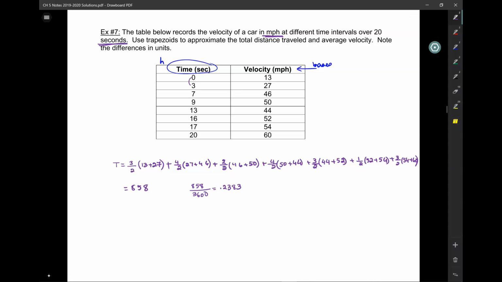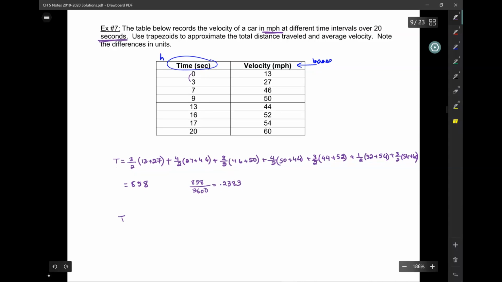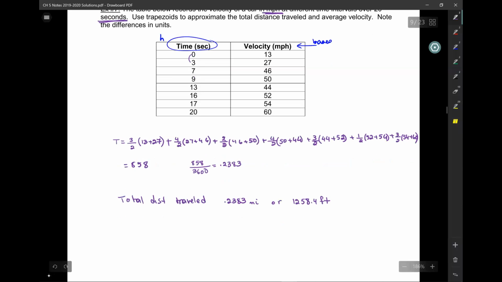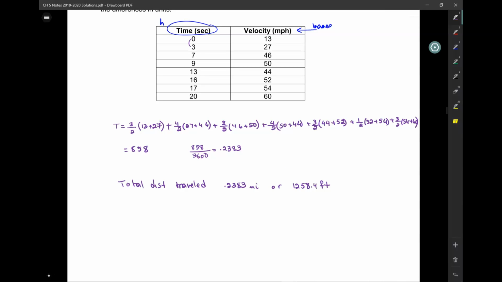Okay? So the total distance traveled is 0.2383 miles. All right? That is a tiny, tiny number, or it's 1,258.4 feet. We know how the conversion is. We talked about it last time, 5,280 feet.